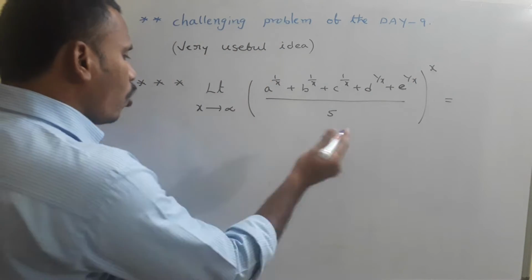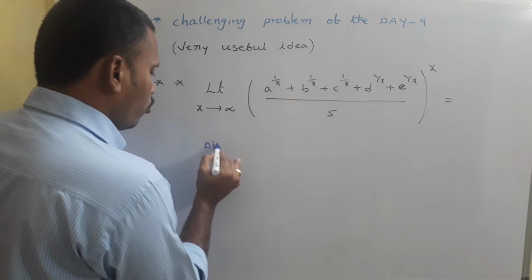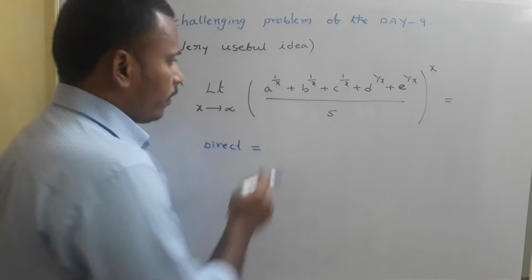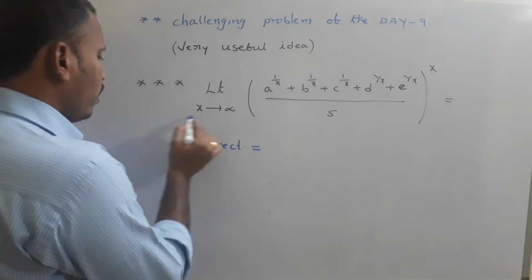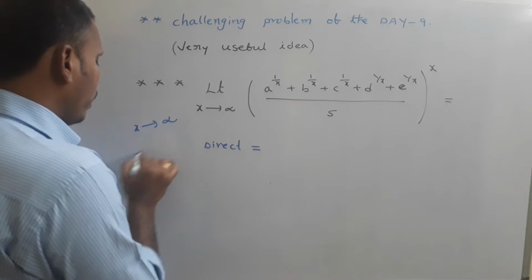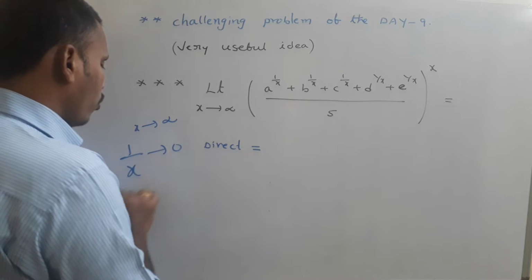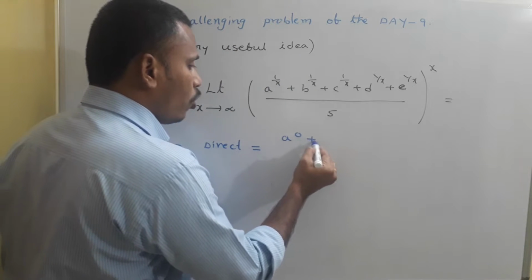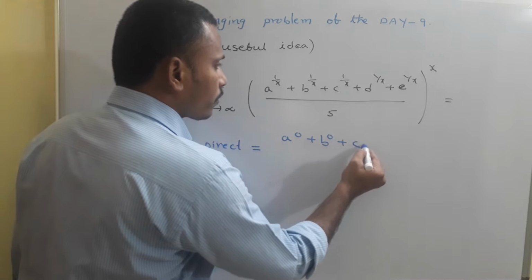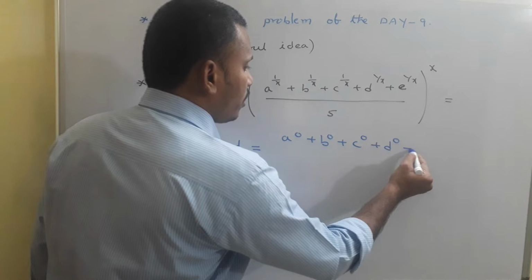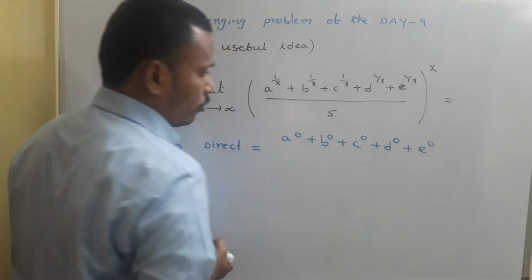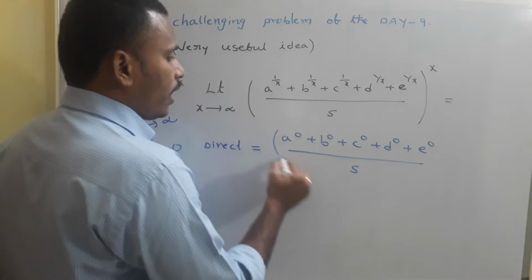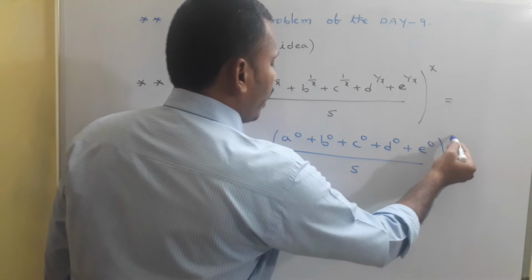See, one thing, you just go with the direct substitution. When you move with direct substitution, what will happen? Replacing x with infinity. As x is tending to infinity, 1 by x is tending to 0, right? With this idea, direct substitution generates (a^0 + b^0 + c^0 + d^0 + e^0) divided by 5, to the power infinity.